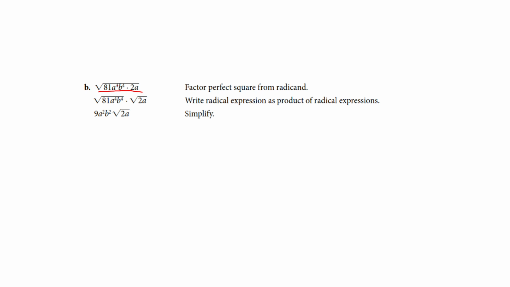And then look, they have a to the fourth and b to the fourth. Well, the square root of a to the fourth would be a to the second. So it's a perfect square, and so is b to the fourth. So they grouped together the perfect squares. Now the perfect squares are going to create this. Everything left over gets you that.